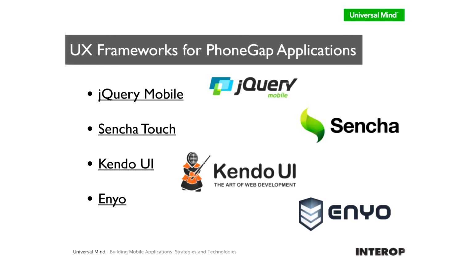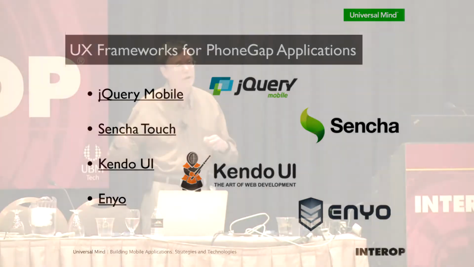Telerik offers something called Kendo UI, which is very similar to Sencha Touch in what it provides. And the last one, the Enyo framework, is something that grew out of the HP webOS project. So if you followed mobile much, you know that used to belong to Palm.